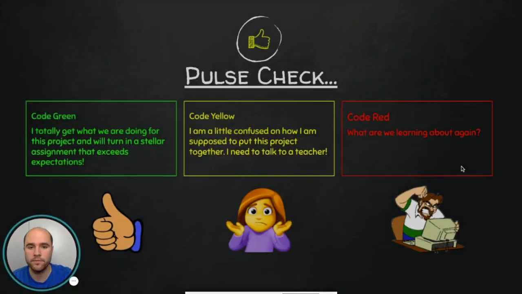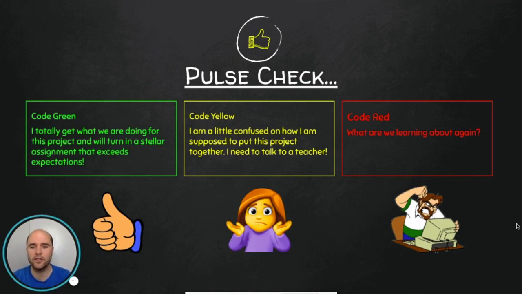Now, moving along, last thing here is a pulse check. So after this presentation, are you code green? Do you totally get what we're doing for this project, and you're going to turn it into something stellar that goes above and beyond our expectations? Are you code yellow, where you're a little confused about how you're supposed to put this together, and you have a question or two, but you're really close? Or are you in code red, where you're like, what are we learning about again? I have no idea what we're doing.